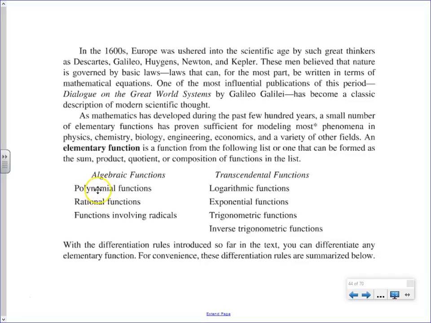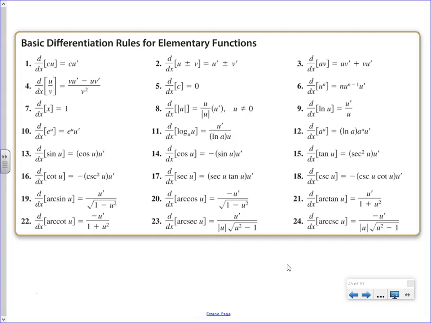And elementary functions include polynomial functions. Oh, like quadratics, cubics, etc. Rational functions. Oh, like numerators, denominators, f of x over g of x. Radical functions, or functions with radicals. Logarithmic, exponential, trigonometric, inverse trigonometric. Guess what? You've derived all of them. And most of nature is modeled with these elementary functions.